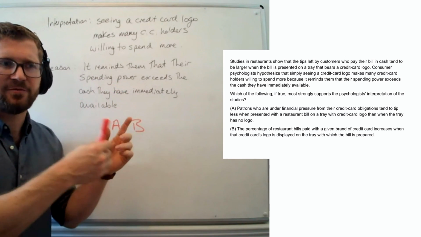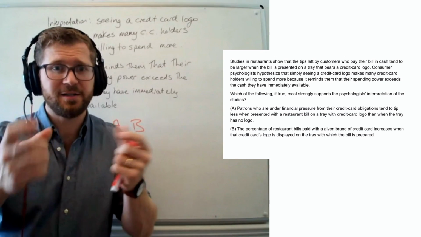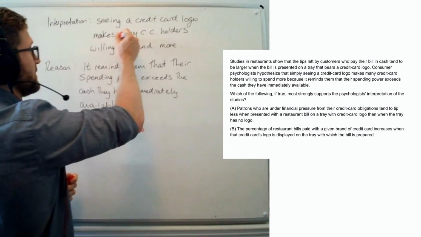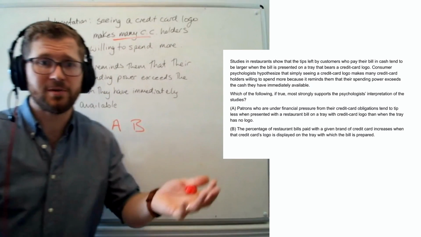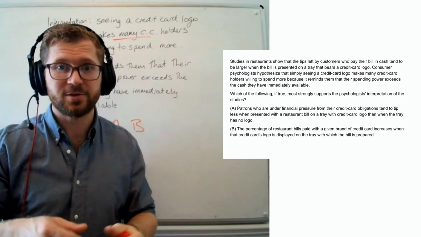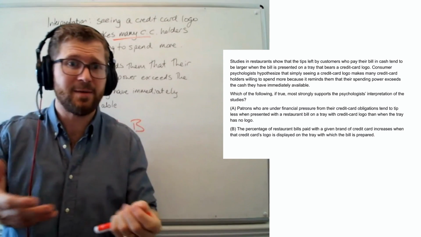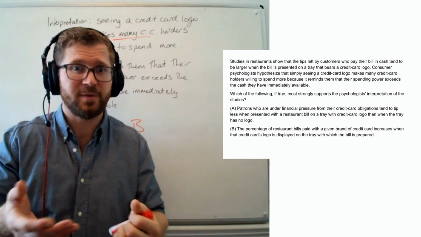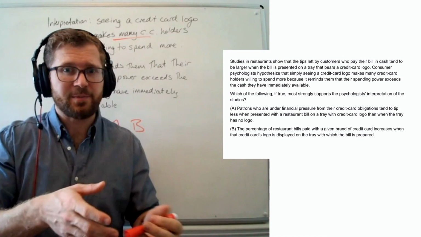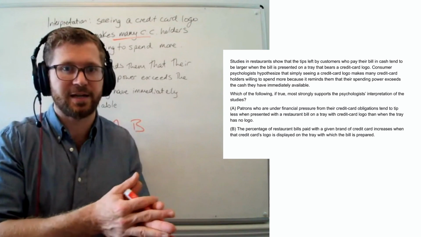The explanation that we were given was that seeing this logo reminds people about their credit cards, reminds them that they have this card in their pocket that gives them access to more spending power. Now, in particular, it says many credit card holders, it does not say all of them. So it leaves us a little bit of leeway. A comes along and says patrons who are under financial pressure from their credit card obligations, so people who maybe spent a bit too much money over the last few months, and now their bills are really high, they're struggling to pay it off a bit. These people tend to tip less when presented with the restaurant bill on a tray with a credit card logo than when the tray has no logo.